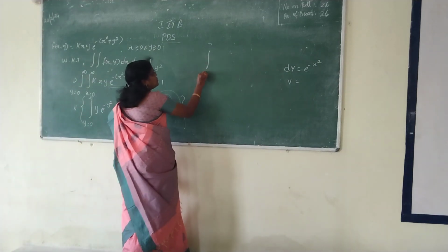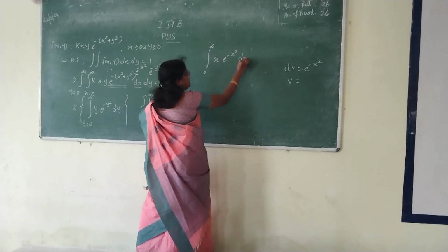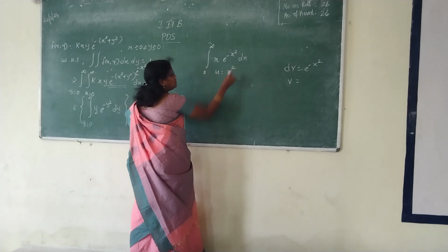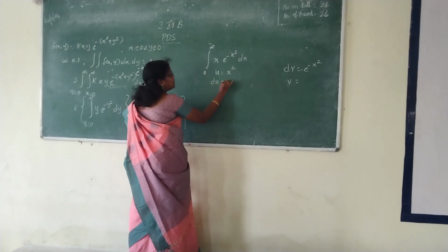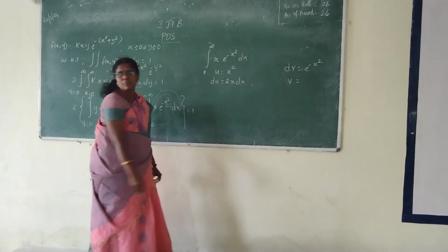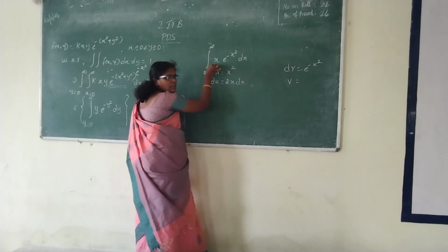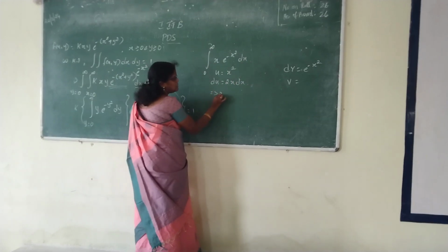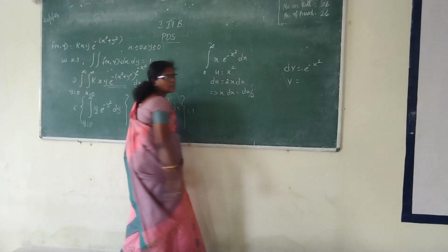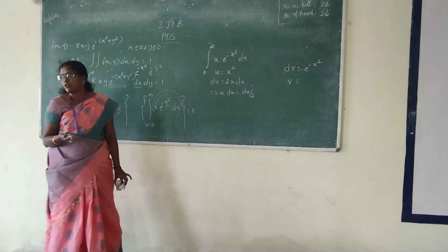So, integral 0 to infinity x e power minus x square dx. Here we are applying the substitution method. u equal to x square, so du equal to 2x dx. But you have only x dx in your integral. So this implies x dx equal to du by 2. Once you convert it to the new variable, you can change the limit values also.